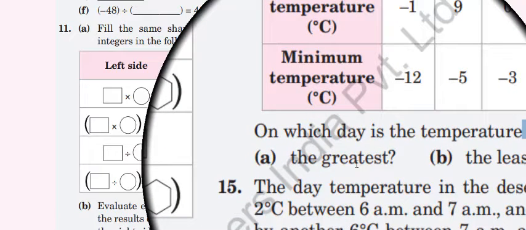Here you have to calculate which is the greatest and which is the least one. Least means the smallest one. After the calculation you will come to know.